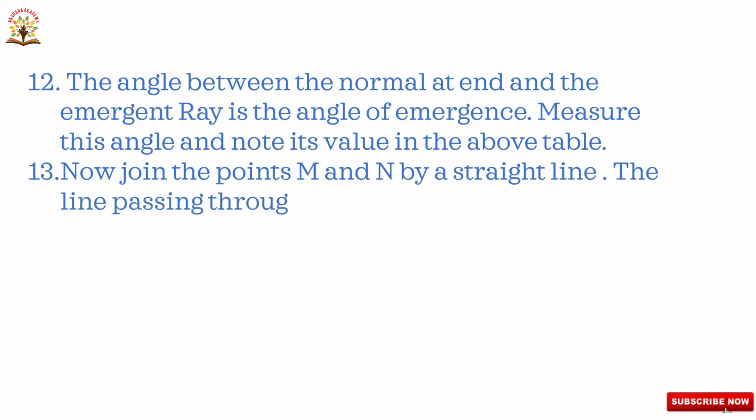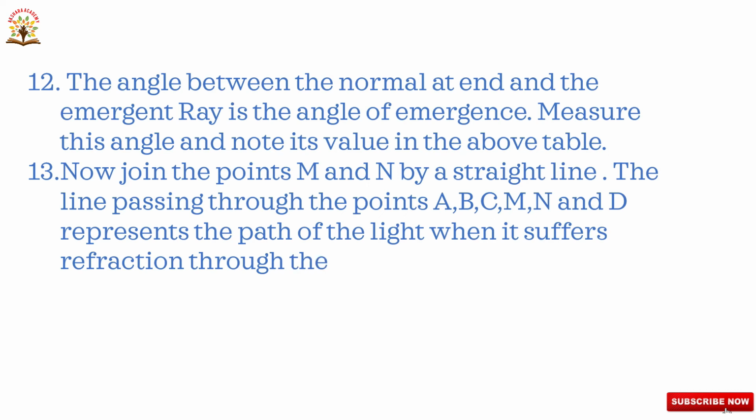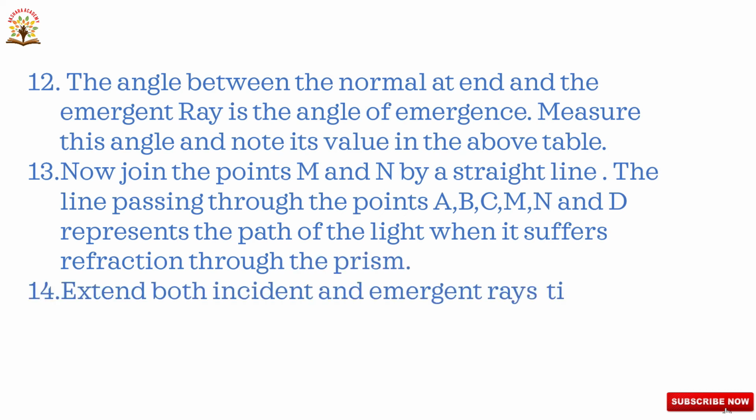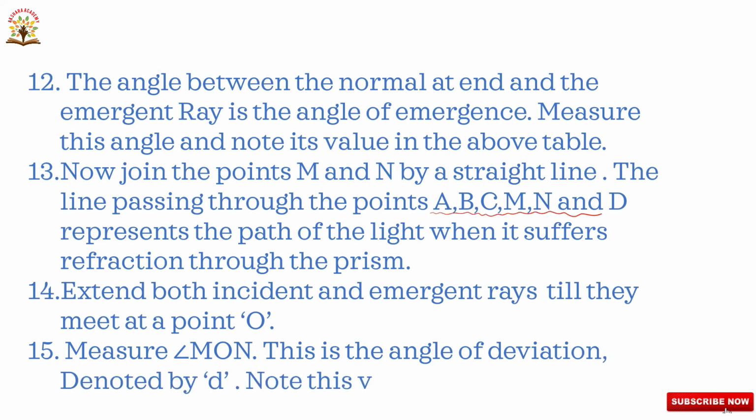In the above table, we are measuring the angle of incidence. From this, we have to calculate the angle of emergence. After that, we have to calculate the angle of deviation. Now, join the points M and N by a straight line. The line passing through the points A, B, C, M, N and D represents the path of the light when it suffers refraction through the prism.